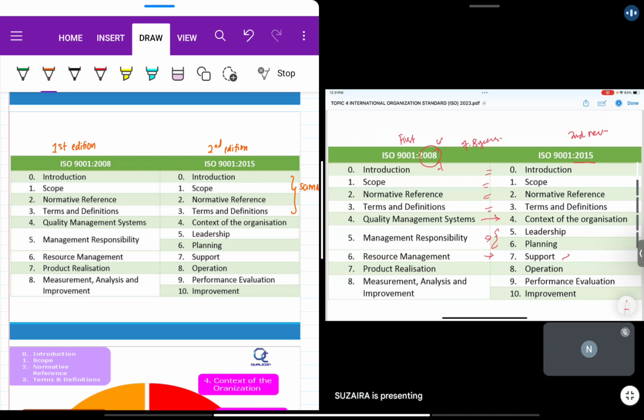And then you have product realization. It's more towards a process, how you transform this product from A to B. So it involves the operation. Operation reflects the process. And last one, you have the measurement, analysis, and improvement. But now they change to performance evaluation and also improvement. Performance evaluation and improvement reflects the measurement, analysis, and improvement. So this is actually the current reference for ISO 9001.